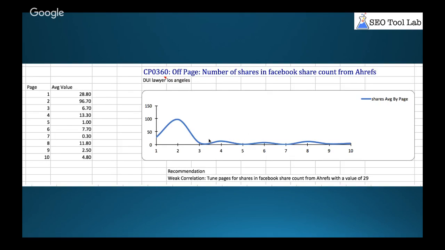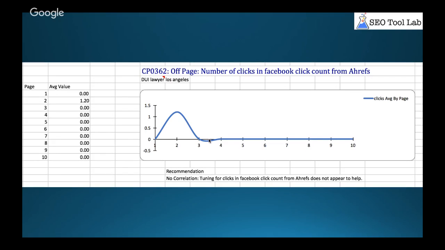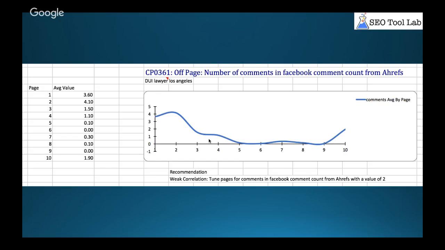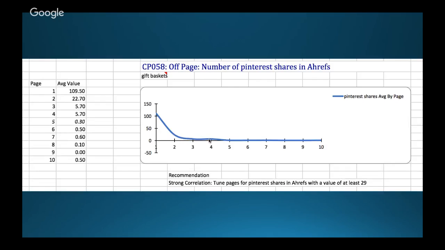Facebook share count, weak correlation. So a little bit of strength there. I'm interested to see Google Plus. Yeah, click count. Comments on Facebook had weak correlation. Pinterest shares. Whoa. There you go. So images matter.